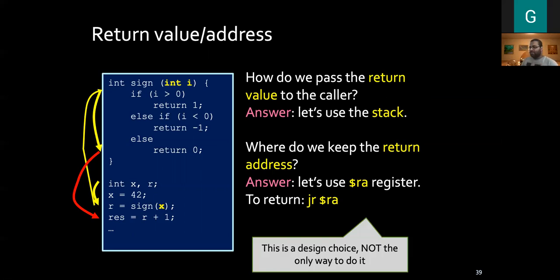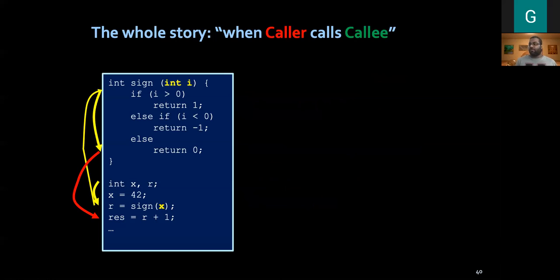Now again, this is not the only way to do it. This is just a design choice. The register is there for convenience and for the sake of consistency, but you could technically use anything anywhere. You could also store it in the stack if you wanted to. But the jump instruction works from a register, so it's easier if you have it directly in the register. Okay? So what's the whole story here? When you want to call a function, the caller first needs to push the arguments to the function onto the stack.